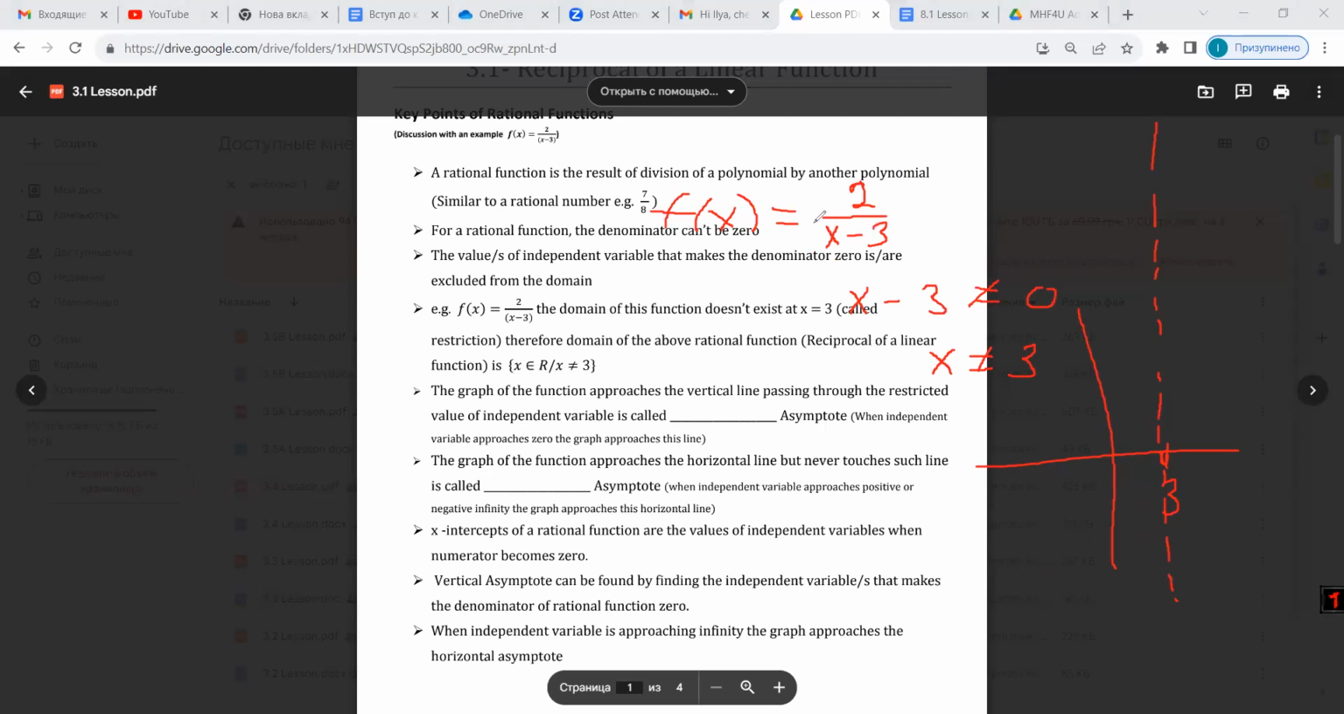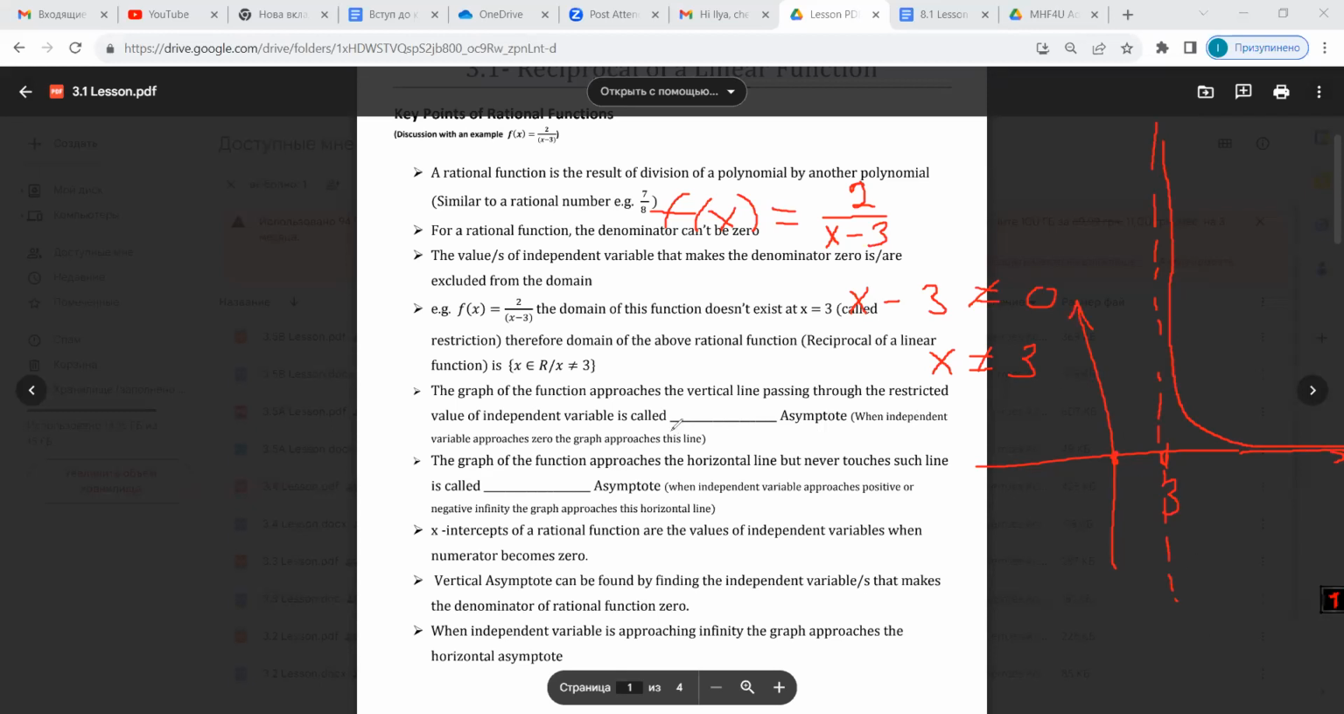If x travels to positive infinity, an incredibly big positive number, it means that we divide 2 by an incredibly big positive number, which gives us a number incredibly close to 0. So our graph would look like this. This horizontal line would be y equals 0. It will pass through the origin of the coordinate axes. You see? This is our horizontal asymptote.